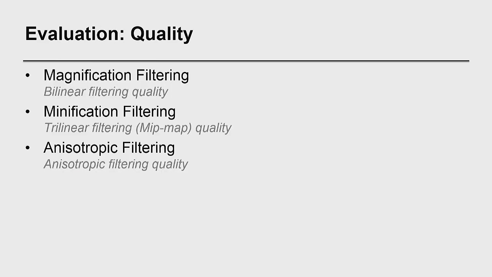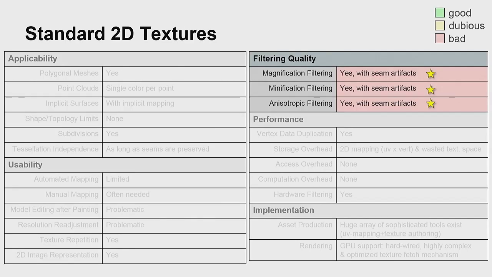Filtering quality: minification filtering, magnification filtering, anisotropic filtering. Is that possible, and do we have any problems? With texture mapping, yes. So this is something that a lot of people don't quite realize. We assume that, oh yeah, all these things work because they're designed for 2D texture maps. Yes, but the way we use texture maps introduces seams, and as long as you have seams, you have seam artifacts with magnification filtering, minification filtering.